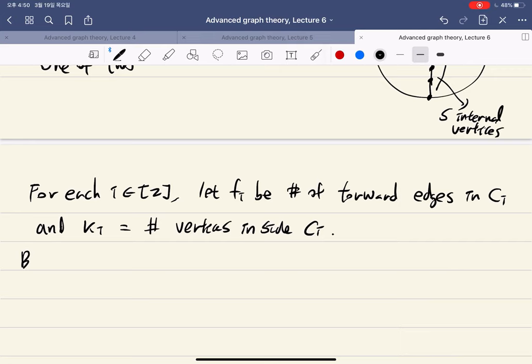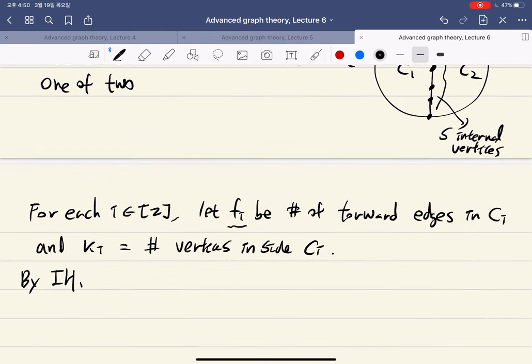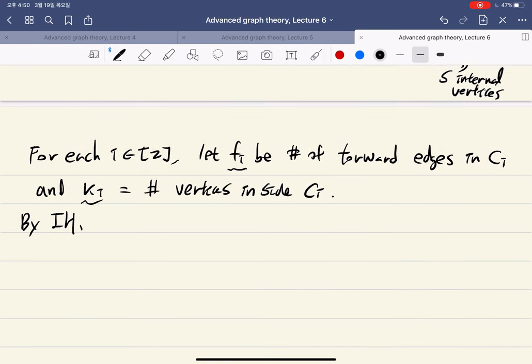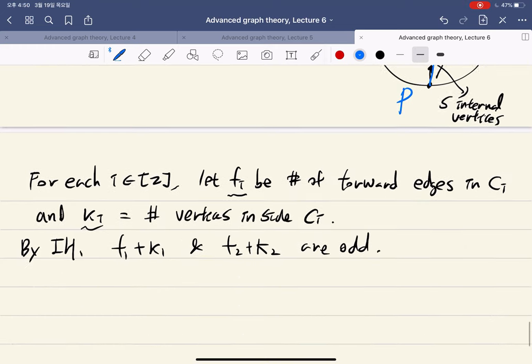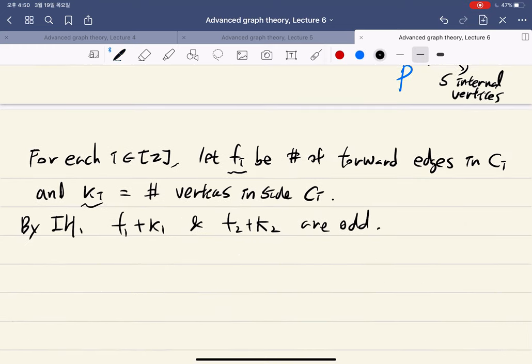So by induction hypothesis, what's the induction hypothesis? Induction hypothesis says that Fi and Ki have different parity. So F1 plus K1 and F2 plus K2 are both odd. And let's say this path is P. It has S internal vertices.